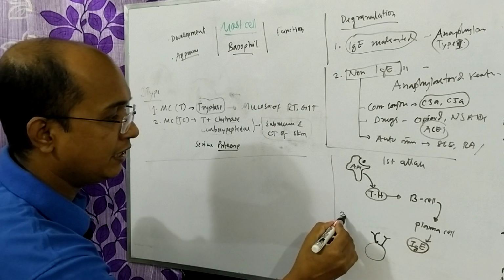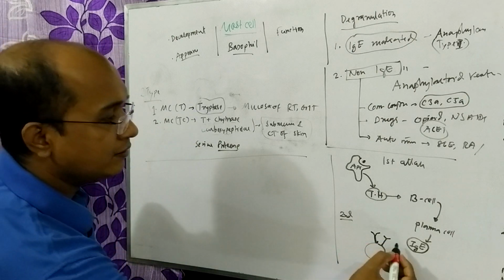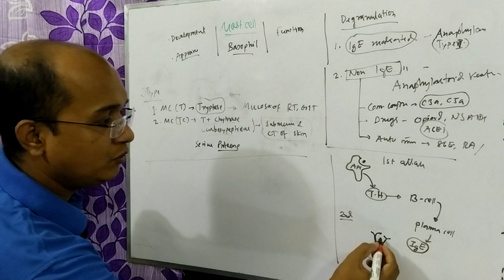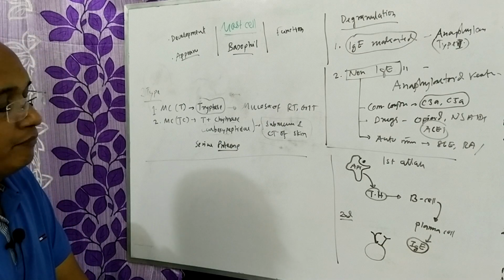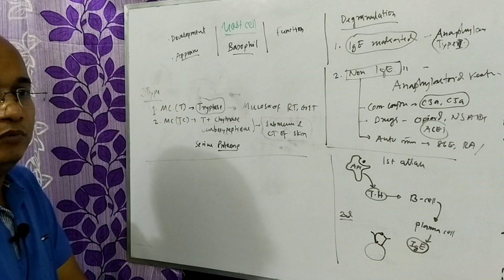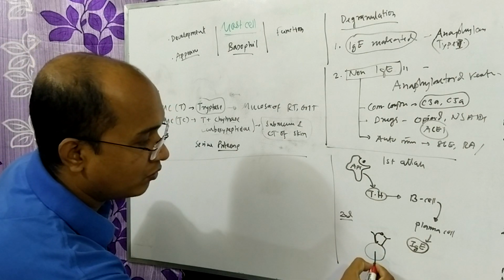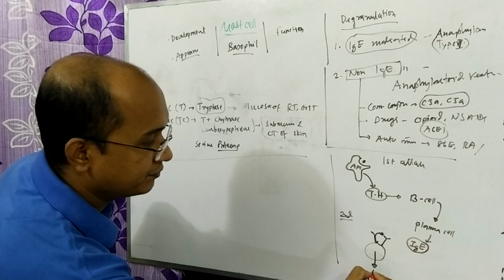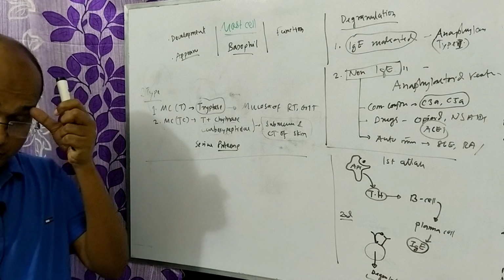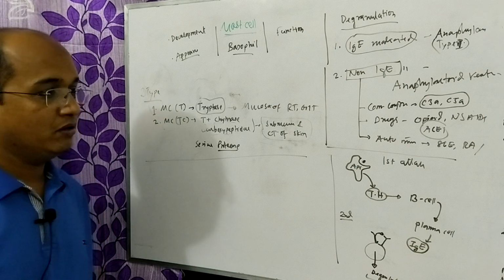Now in a second and subsequent attack, if it occurs, the antigen comes here and binds with this specific immunoglobulin E, which is already attached to the mast cell, and the cross linking between the adjacent two or more IgE activates the mast cell and causes the degranulation of its contents. So this is the short way of description on how degranulation of mast cell occurs.